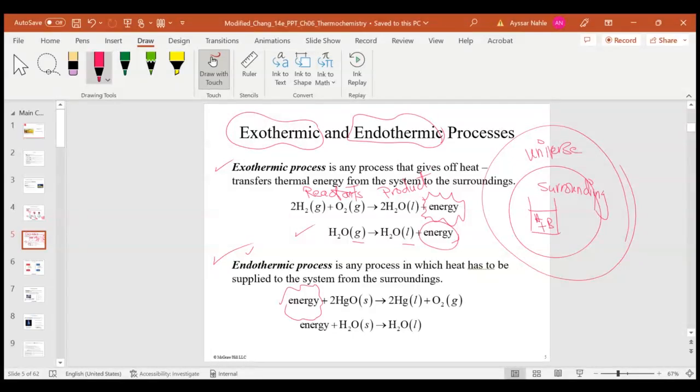Now, again, endothermic reaction in here is a process in which the heat has to be supplied to the system. From where? Who's going to give the heat? The surroundings. Okay, from the surrounding. Now, these are two examples in here where you have endothermic reaction, where the heat or the energy is coming from the surrounding, which means it is actually a reactant.